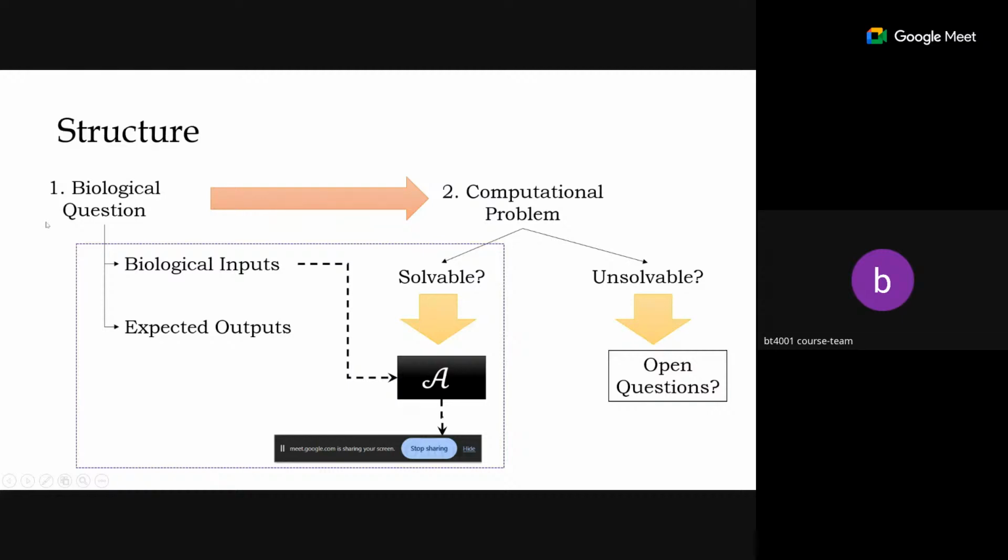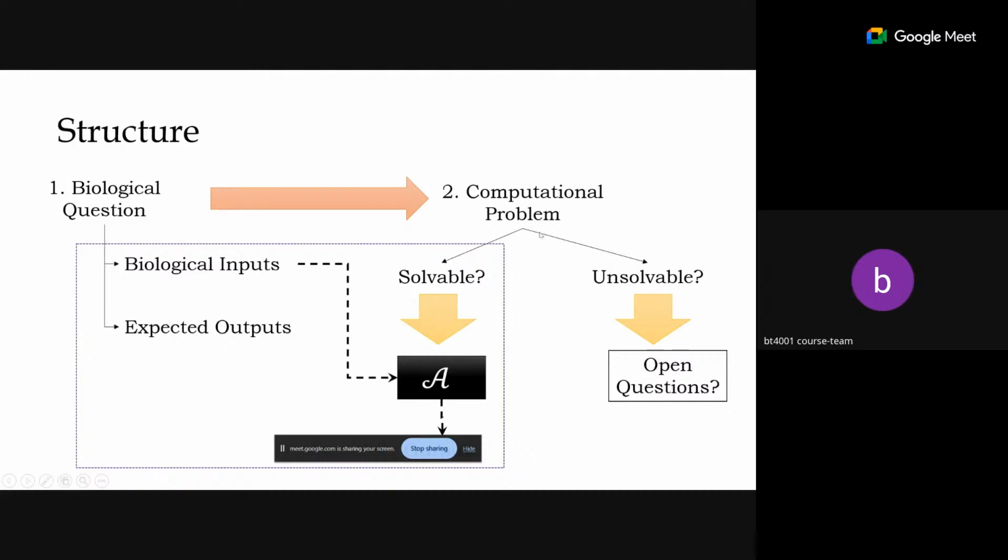Now, every biological question will have some biological inputs also, like a gene or a DNA sequence or whatever it is. In real life these will be real inputs, though obviously here we will be simulating these inputs. We will start with a biological question that requires some biological input, and we want the problem to give us some kind of an output. So we will reframe this biological question in the form of a computational problem.